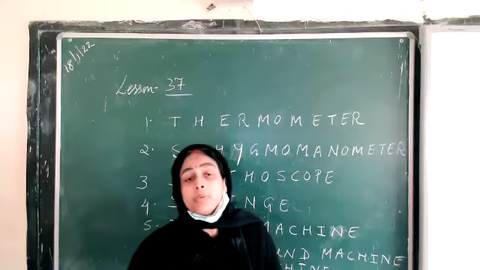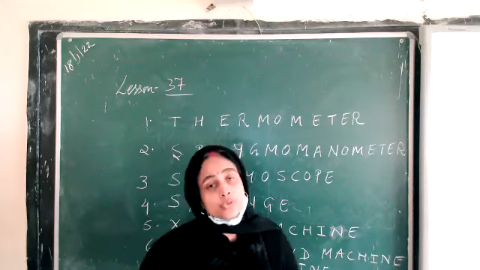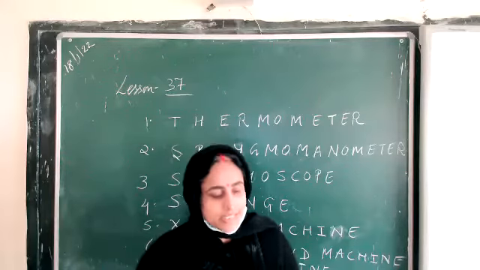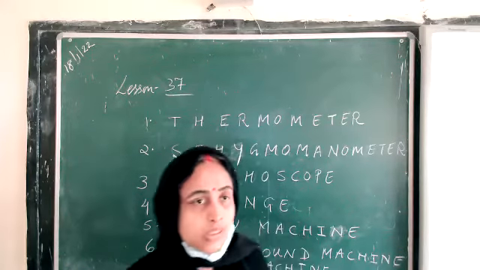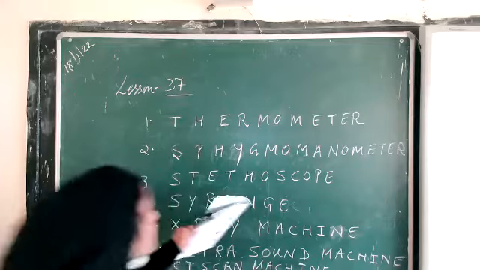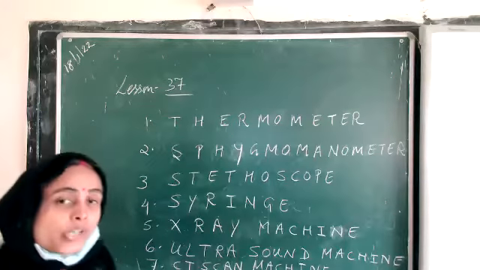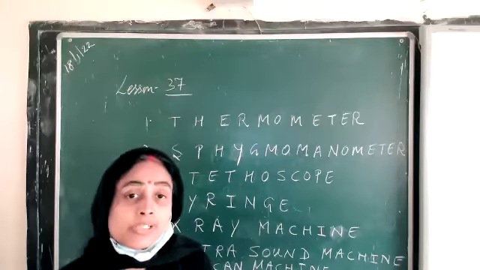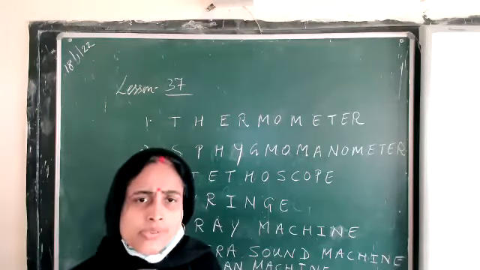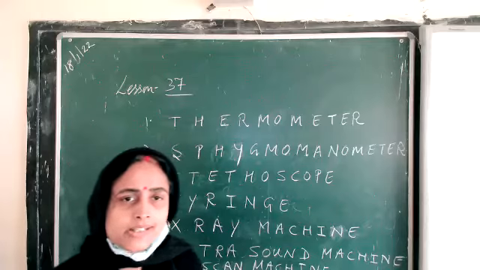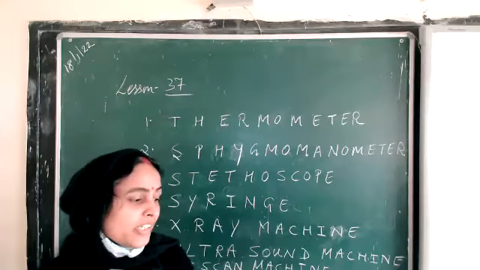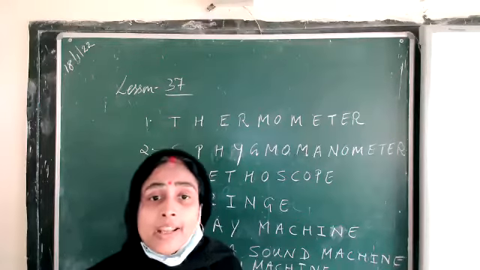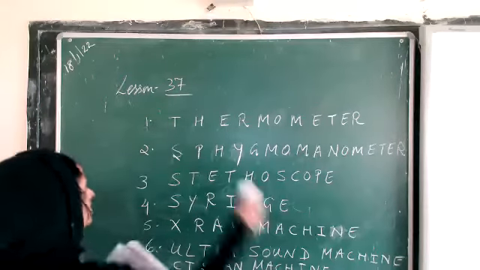These equipments are very important to identify and check diseases. It is helpful for the doctors. Correct, no? Now this chapter is over. I think you have completed it in your book. Now we'll do another one, that is lesson number 38. We'll try to complete it, because very short chapters are there. The name of the chapter is Inventors and Invention. Yes.